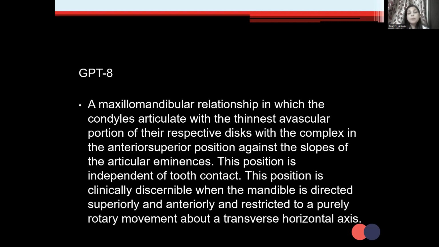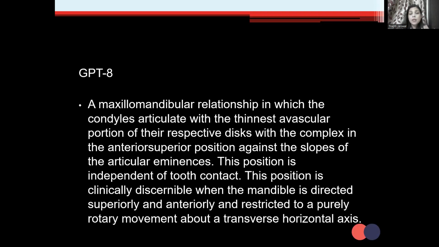So we'll discuss it in parts. The centric relation definition is a maxillomandibular relationship. So centric relation is the maxillary and mandibular relationship. What it is, is the relationship of the condyle with the glenoid fossa. That means it is a bone-to-bone relationship, and there is no relationship of tooth contact. It is independent of tooth contact. So we don't need teeth to determine the centric relation position because it is a bone-to-bone relationship.